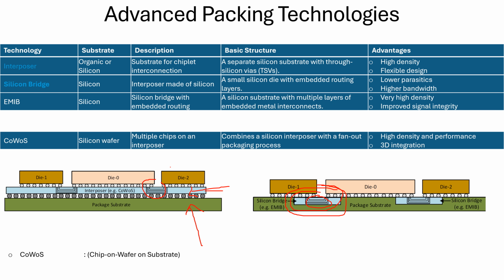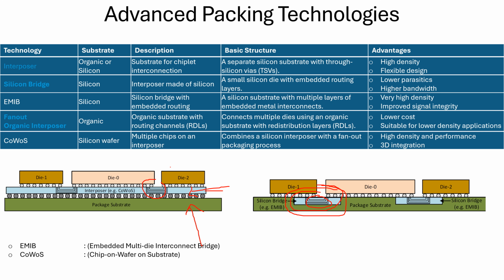One example of the silicon bridge, or evolution we can say, is EMIB. So what is this EMIB? It is the embedded multi-die interconnect bridge. This description is a silicon bridge with embedded routing, very similar to the silicon bridge, a little evolution. A silicon substrate with multiple layers of embedded metal interconnects. Advantages are very high density and improved signal integrity.